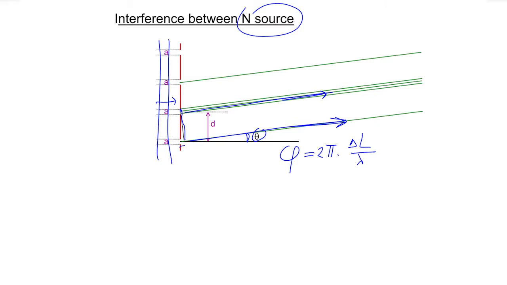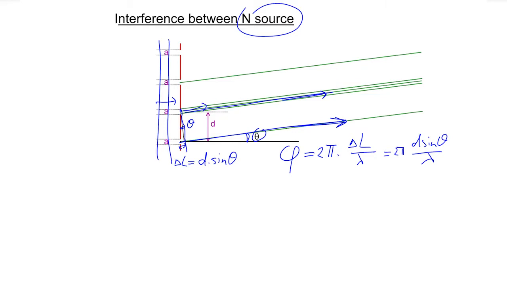where the length difference here is this additional distance that one of the sources of light has to travel with respect to the other source of light, and that length difference is d times the sine of theta, because theta, the angle with respect to the surface normal, is also here. So this is the crucial component in the derivation.